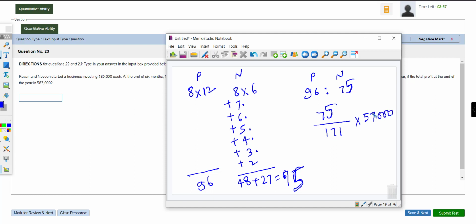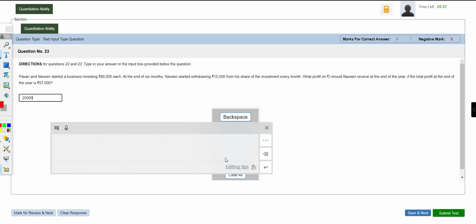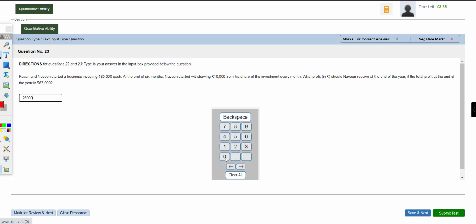We can divide it by 3. This is 25 divided by 57, into 57,000. So this is 1000 into 25, that is 25,000, the share of Navin. So 25,000, let's type it here. 25,000. Okay, let's move ahead.